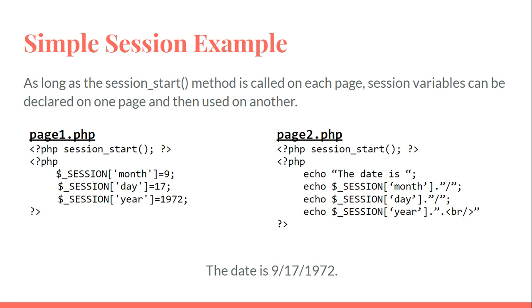So here's a simple session example. At the top of each page, both page one and page two, you'll see that I have session start. On page one, I create and set three session variables. So session month is 9, session day is 17, session year is 1972. And then on page two, we start that session and we echo the date is, and we output month/day/year with a PR. At the bottom of the page, you'll see the output. So what we're doing here is creating variables on one page that are now accessible on any page within the site, so long as the subsequent page also continues that same session.